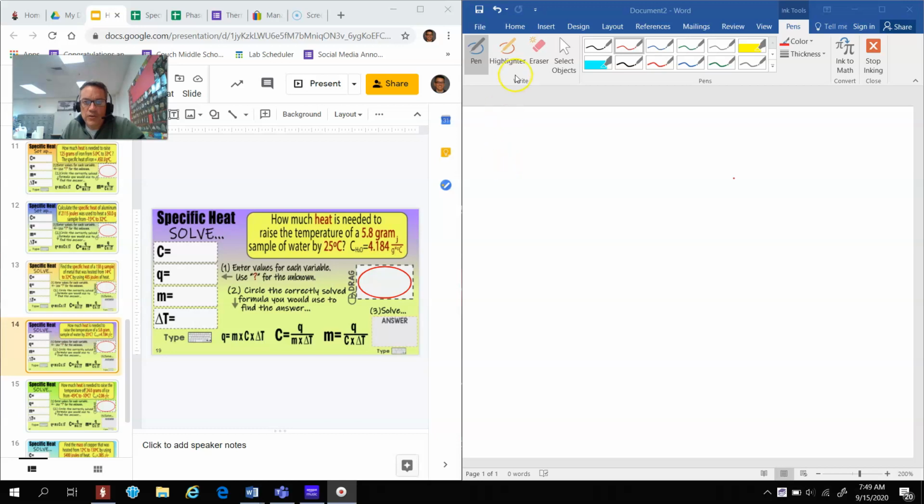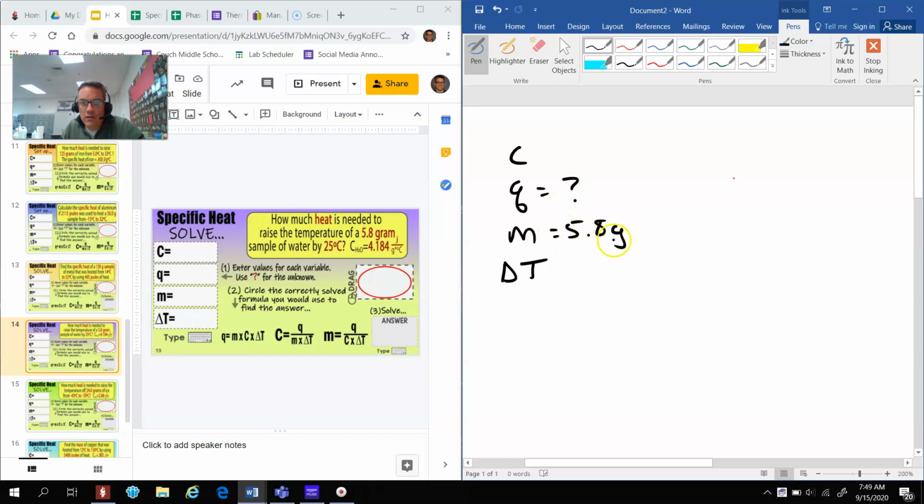How much heat is needed to raise the temperature of the substance? C, Q, M, delta T. So the amount of heat, that's our Q, we don't know. 5.8 grams is the mass. A sample of water at about 25 degrees, so that we don't have to do the math on that one. And it tells us that the specific heat of water is 4.184. We're solving for Q, so we want to use this formula.